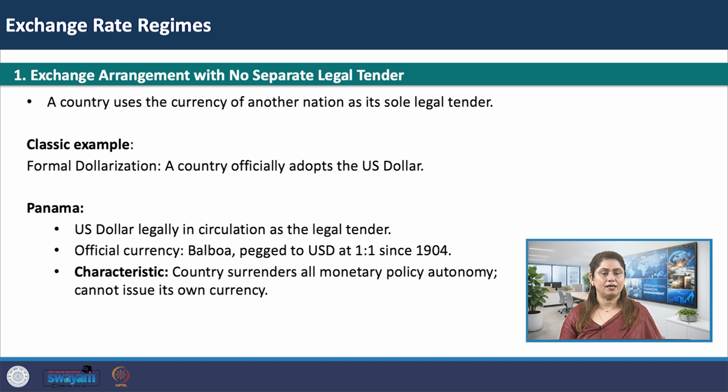Now, technically, Panama has an official currency called the Balboa, and the Balboa is pegged to the dollar at a 1:1 rate. But in practice, the Balboa is rarely used. The US dollar is the de facto currency. Why does Panama do this? Partly for historical reasons. The Panama Canal was built and controlled by the United States for much of the 20th century.